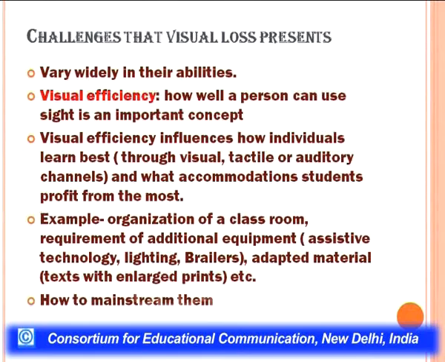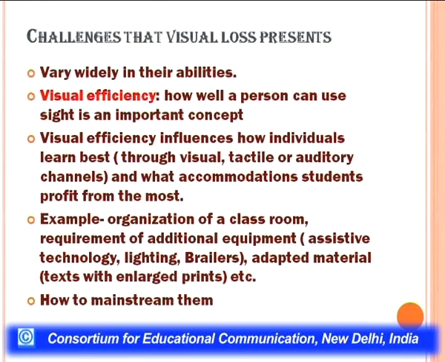So visual efficiency influences how individuals learn best through visual, tactile or auditory channels, and what accommodations students profit from the most. Accommodation means what should be the organization of the classroom, what should be the management of the classroom, what are the additional requirements, what are the requirements of additional equipment, whether in the form of assistive technology, lighting, Braille, etc., adapted material, text, enlarged prints, etc.